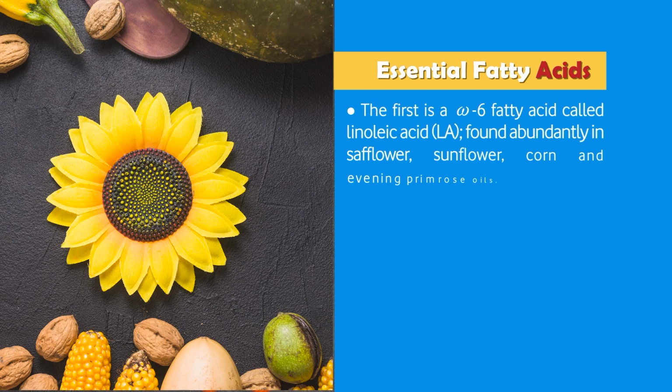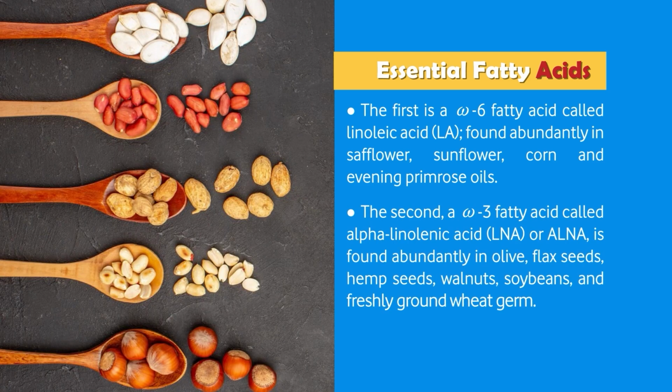The first is the omega-6 fatty acid called linoleic acid, found abundantly in safflower, corn and evening primrose oils. The second is the omega-3 fatty acid called alpha-linolenic acid, or LNA or ALNA. It is found abundantly in olive, flaxseed, hemp seed, walnuts, soya bean and freshly ground wheat germ.